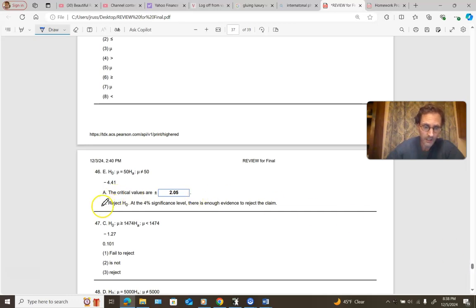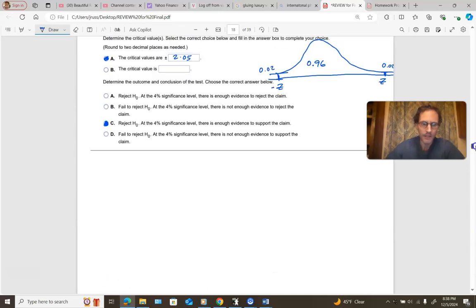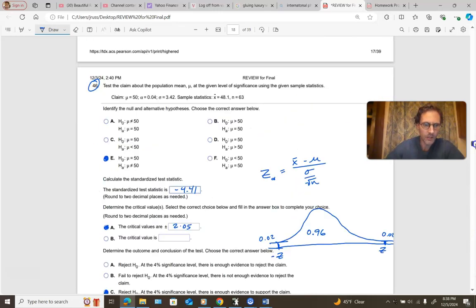Well, it says it's A. Okay. It says reject H naught at the 4% significance level. Oh, yeah, there is enough evidence to reject the claim. Yeah, I was saying it backwards.